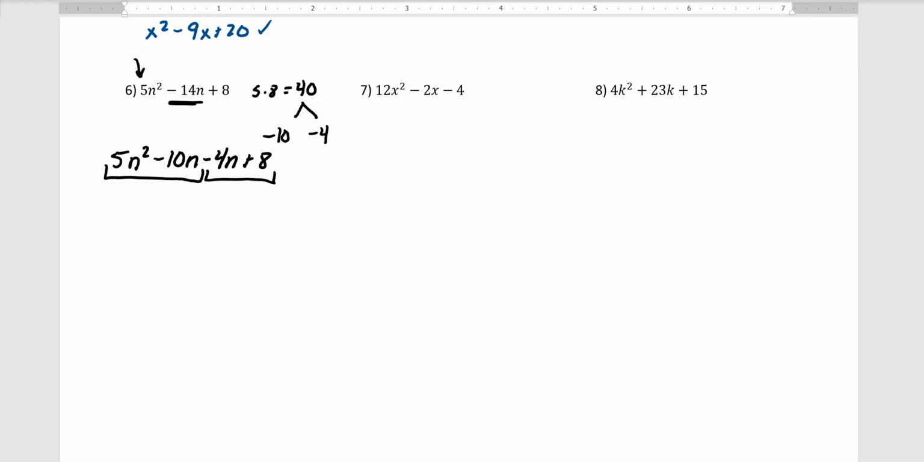Factor everything out here. 5n squared minus 10n, factor out 5n. That would leave me with n minus 2. Factor out a negative 4 here to leave me with n minus 2. Remember, that's always the goal. Get those binomials in the parentheses to be the same, because that allows us to combine the outside terms, 5n minus 4 times n minus 2.